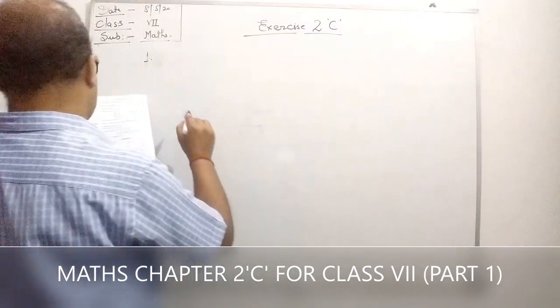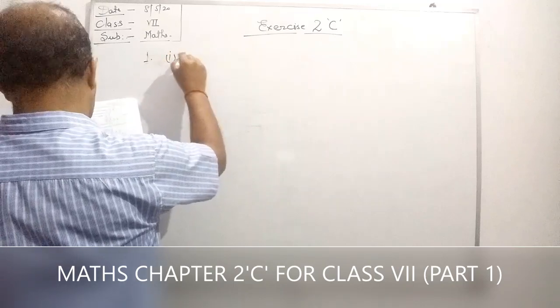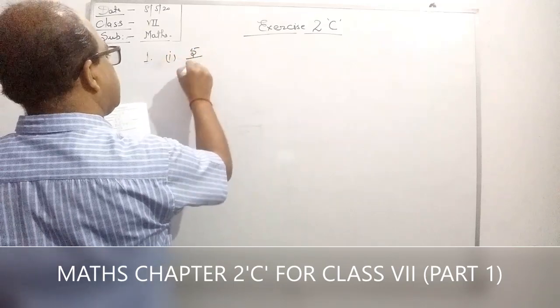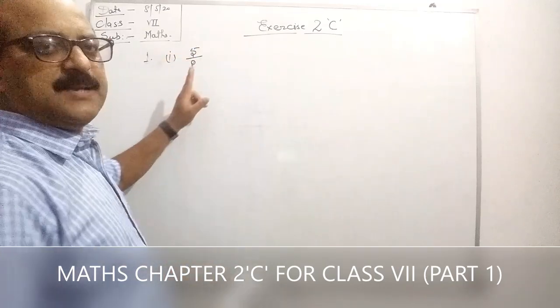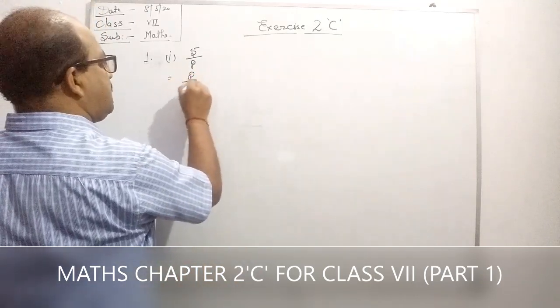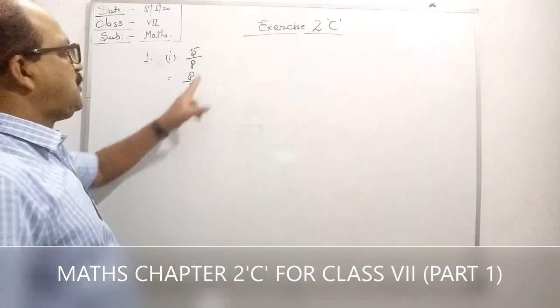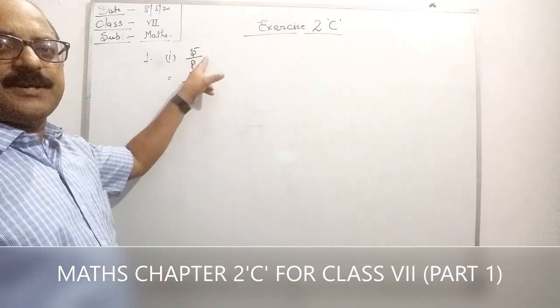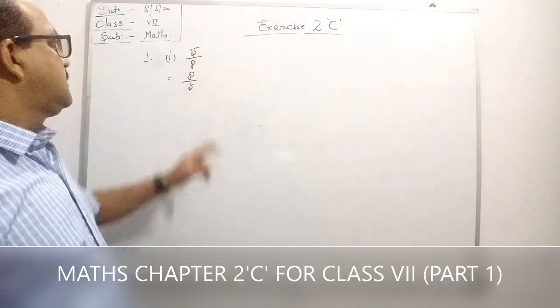Write down the reciprocal of 5 by 8. As we know, the reciprocal of 5 by 8 is 8 by 5, because the numerator becomes the denominator and the denominator becomes the numerator.